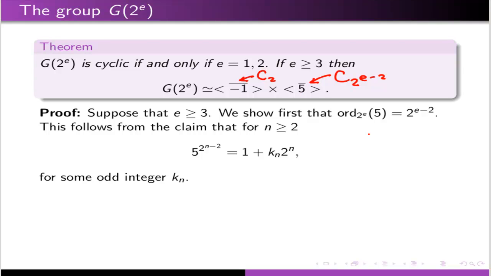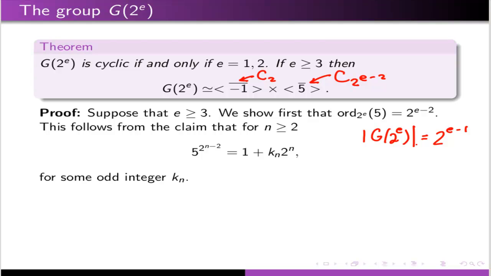Proof. Suppose that E is greater than or equal to 3. So the first step to proving the theorem is to show that the order of 5 in the group of units is 2 to the E minus 2 power. So it's not going to fill up the whole group. So recall the order of the group of units is the Euler-Phi function, which is 2 to the E minus 1 power. Half of the integers from 1 to 2 to the E are odd numbers, and those would be the units. So 5 is not going to fill up the whole group, but it's going to fill up half of this group.